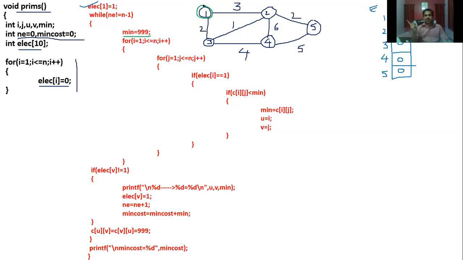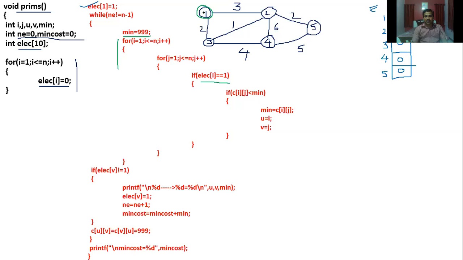and its adjacent vertex. This vertex 1, the adjacent vertices are 2 and 3. Among these adjacent vertices, I'm supposed to choose a vertex which is minimum actually. See this. I'm traversing through the matrix. I'm not writing the matrix again here. Okay. So I'm traversing through the adjacency matrix and elect of i.